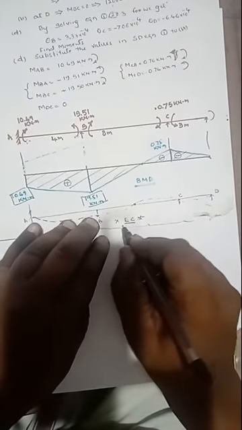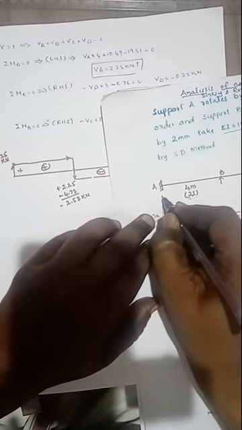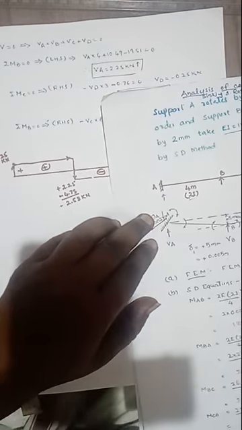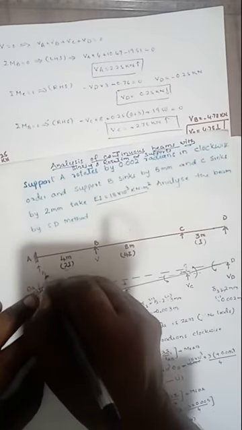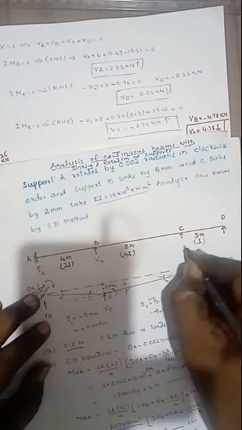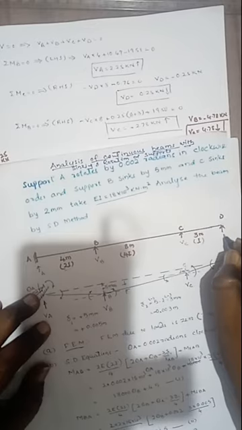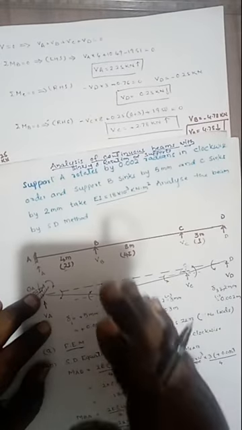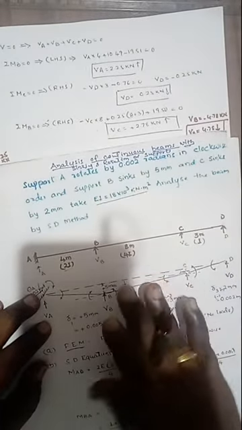This is the elastic curve for the above problem. Then we want to draw the shear force diagram for this one. Here this one is VA, this one is VB, this one is VC, this one is VD. Here by closing this portion.